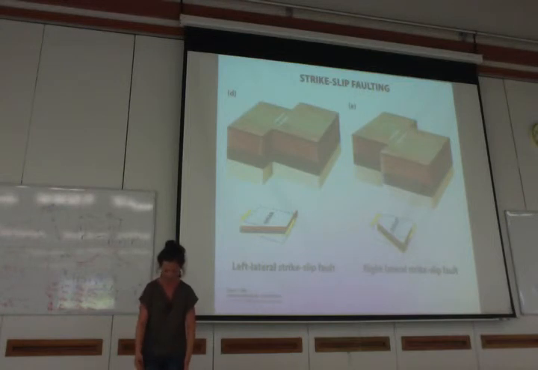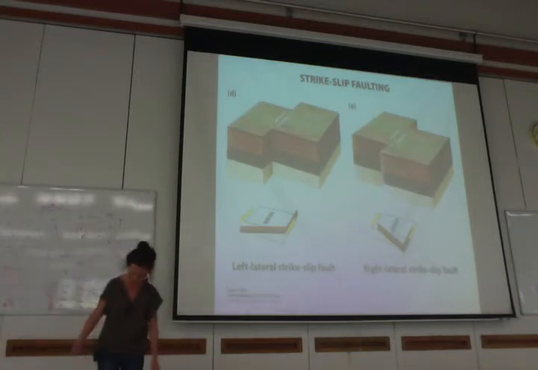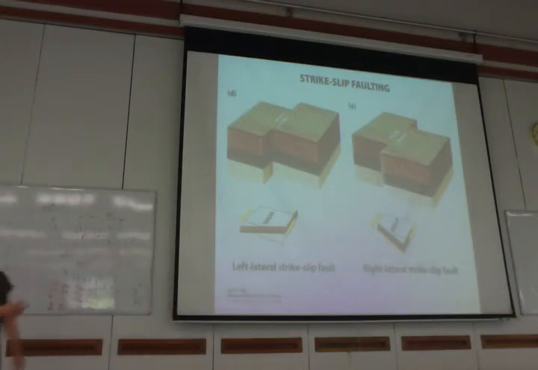If you're standing on a bed here, and on the other side of the fault, the bed is seen to the right, then we call that a dextral strike-slip fault. And if you're standing on your bed on this side, and you see that on the other side the bed's moved to the left, we call that a sinistral strike-slip fault.